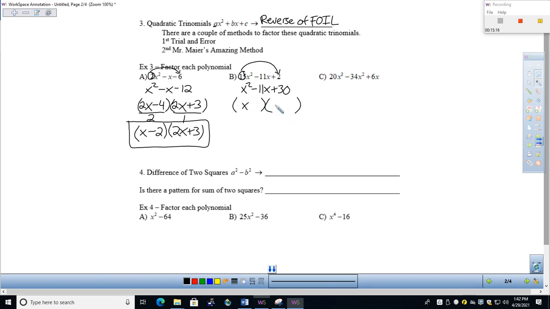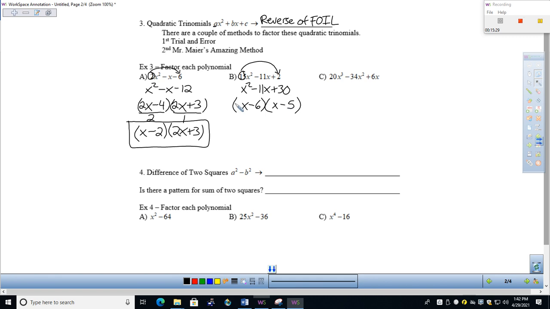x and x, leave a little room in front, and I'm looking for two numbers that multiply to positive 30 and add to negative 11. So it has to be two negative numbers. Looks like it's going to be minus 6, minus 5. Have to be able to do that.